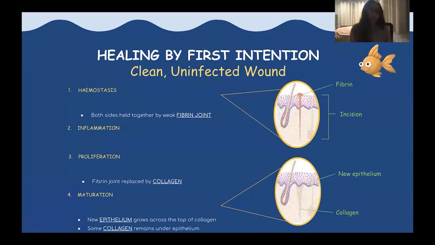And then you have maturation. So the new epithelium will grow along the top of the collagen. As you can see in the bottom image, that purple line starts to become continuous again. And then also some of the collagen will stay in under that epithelium that's just grown.